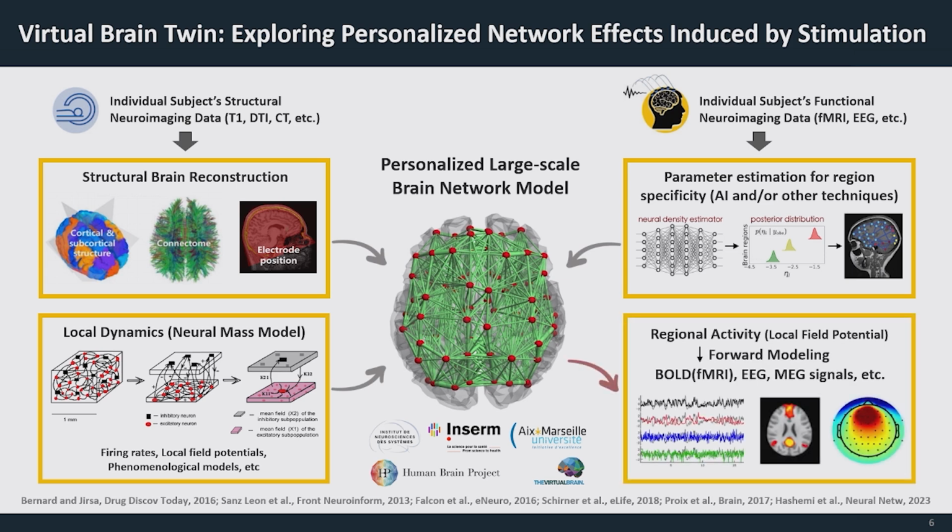So using such a model, we can simulate the individual resting state network or the stimulation-induced responsive networks by applying the stimulus into a specific brain area. Then the simulated signals can be projected into sensor space, such as EEG, MEG, fMRI, through forward modeling, for direct comparison with empirical data and further analysis.